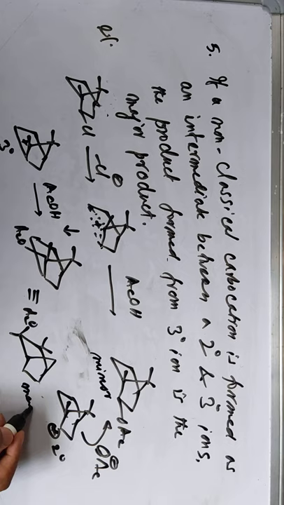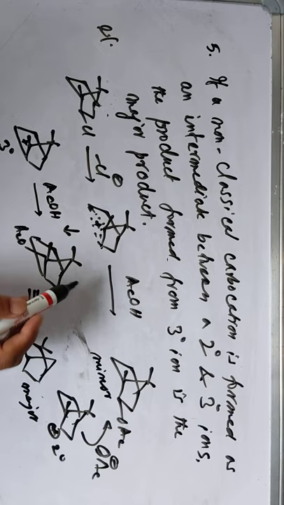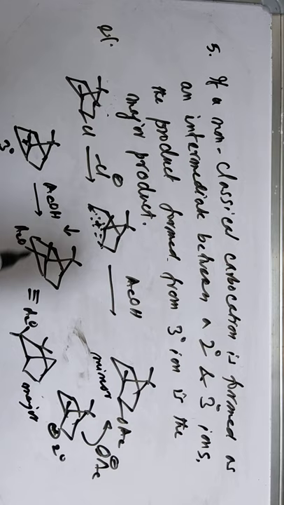I have already said that if the non-classical carbocation has two different carbocations, either primary, secondary or tertiary, then the product obtained from the tertiary cation would be the major product, and the product obtained from the secondary cation would be the minor product. So acetolysis from the secondary carbocation gives this minor product, and from the tertiary carbocation gives this major product. This is one example, one feature of non-classical carbocation.